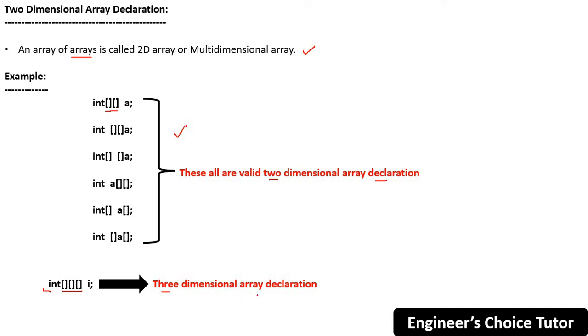So I hope this thing is clear to you. You have to note down that these are all valid two-dimensional array declarations. Now next, we have int[] a, b. What does it mean? It means both a and b are of type int array, single dimensional, right? Because a single square bracket is present here. So both a and b are of type int array.